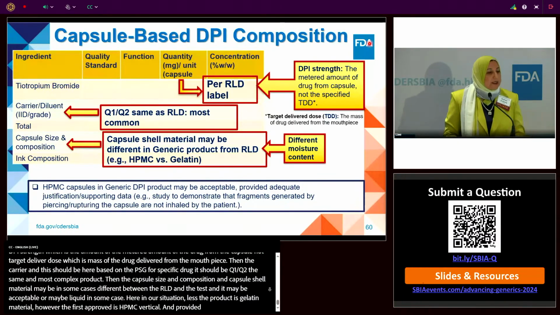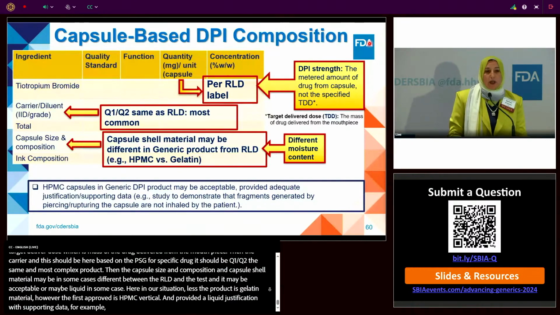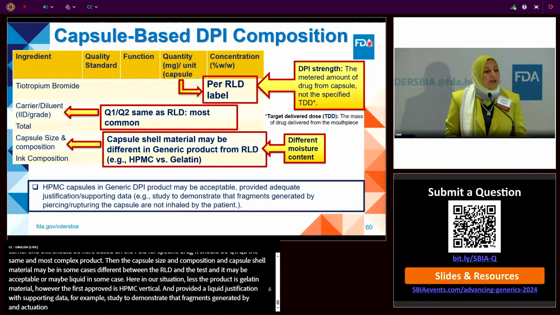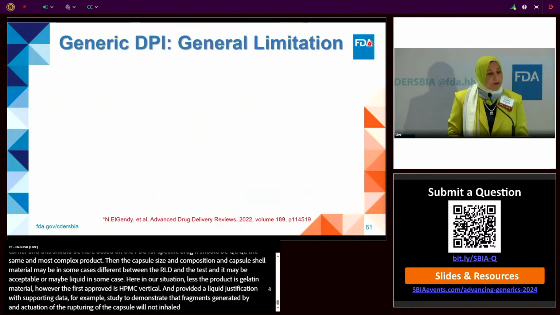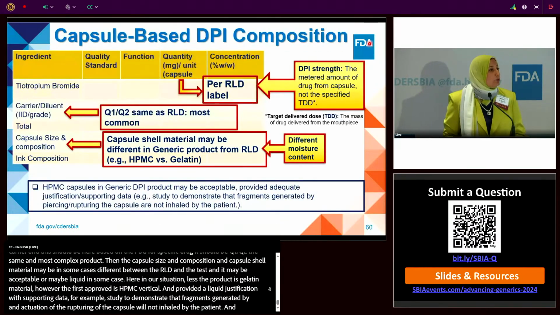For example, a study to demonstrate that the fragments generated by piercing and actuation, the rupturing of the capsule, are not inhaled by the patient. Also, I'm sorry, here also the ink composition should be listed in the composition table.